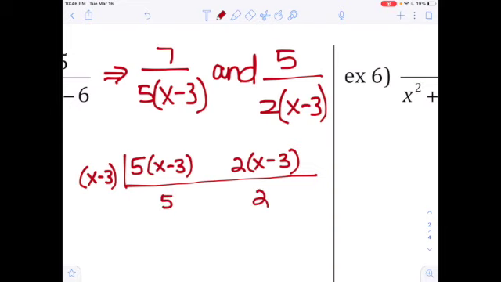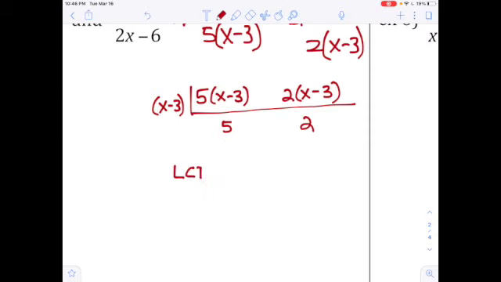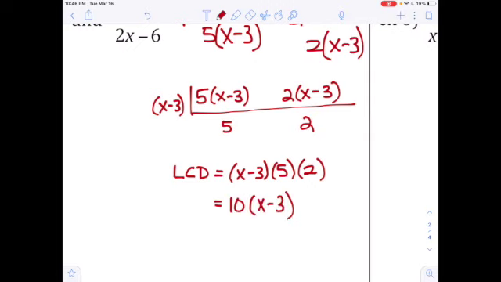And the reason I can do that is because that's a 5 times. That's 2 times. It's always multiplication. The lowest common denominator is really x minus 3 times 5 times 2. And that's going to be 10 times x minus 3. That's your denominator.